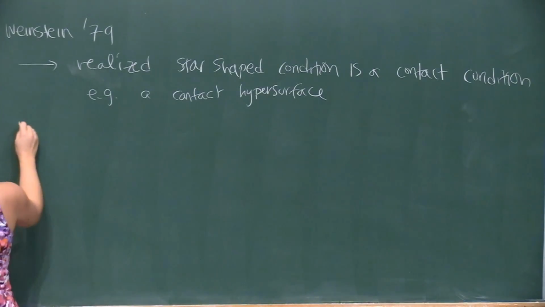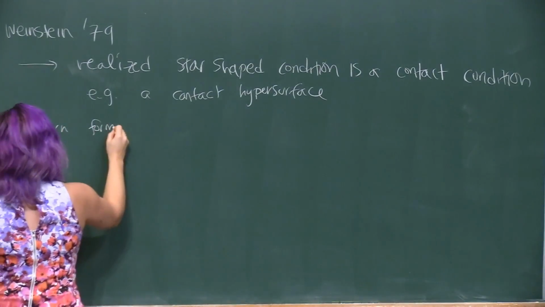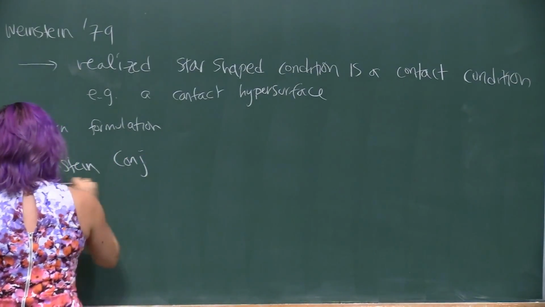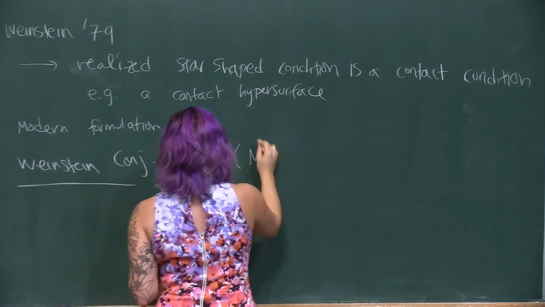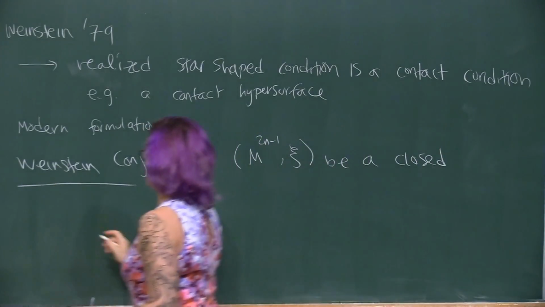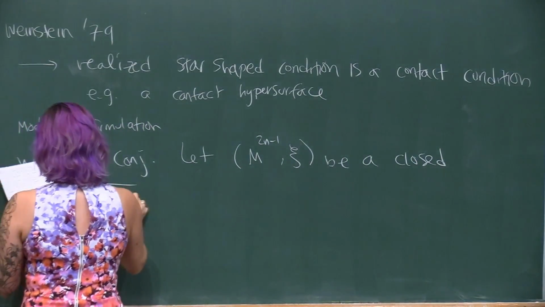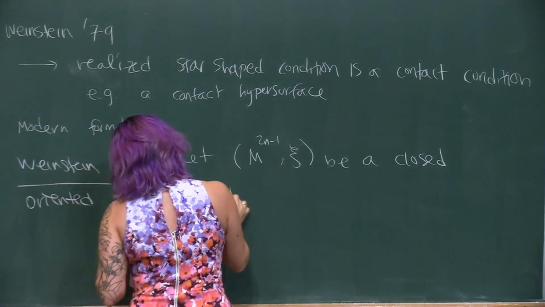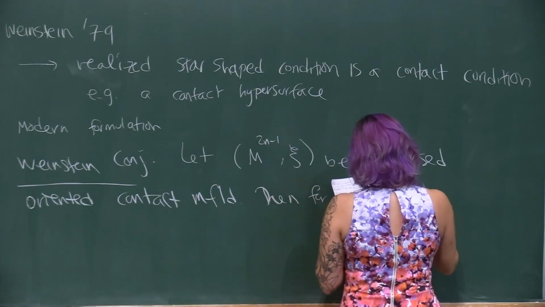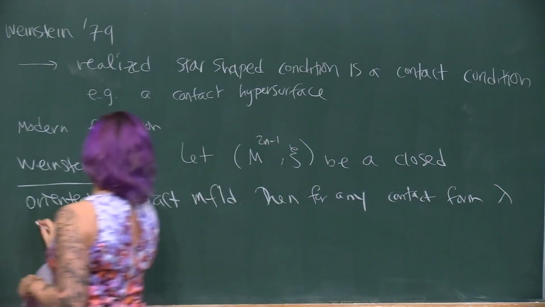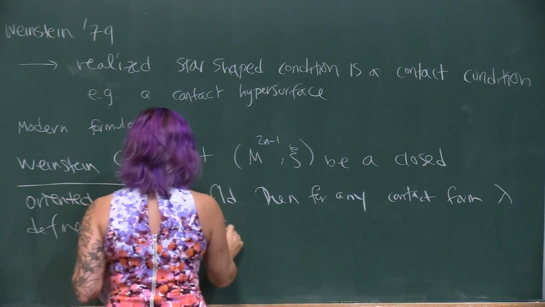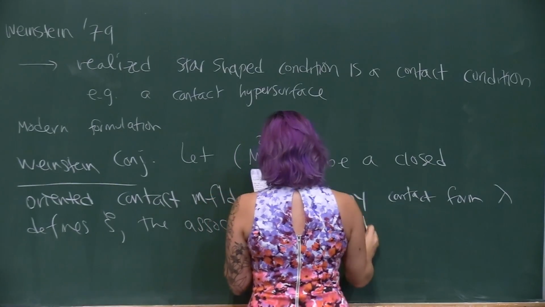But now the modern formulation of the Weinstein conjecture is that if you have a closed oriented contact manifold, then for any global contact form which defines the contact structure Xi, the associated Reeb vector field admits a closed periodic orbit.